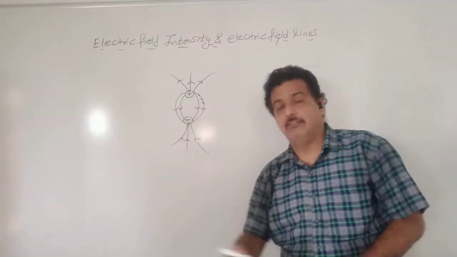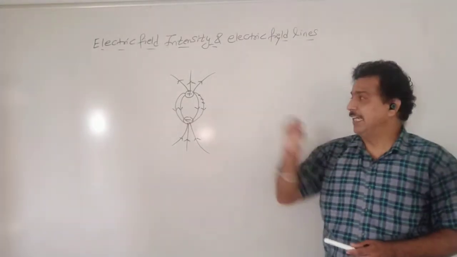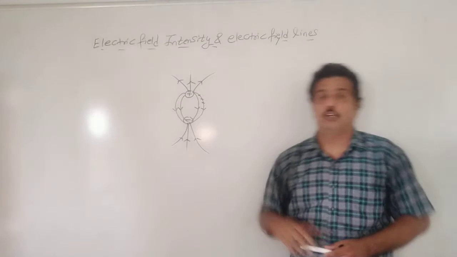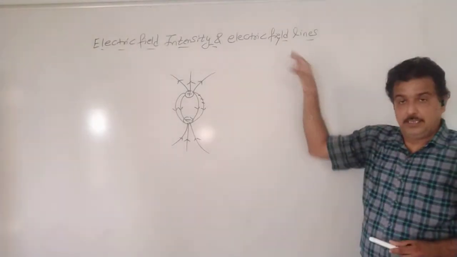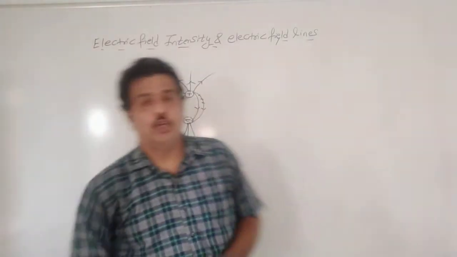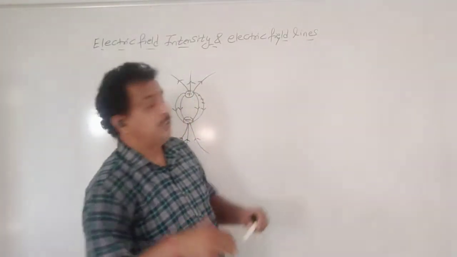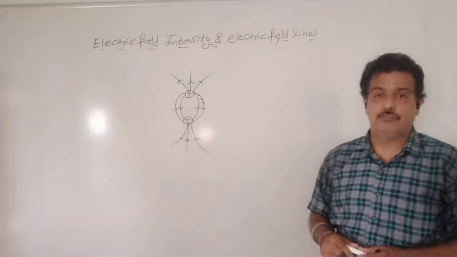So we change our definition again. Initially I said the pictorial representation of electric field is known as electric field lines. Then we say an electric field line is the path followed by a test charge if it is allowed to move freely in the electric field of a source charge.